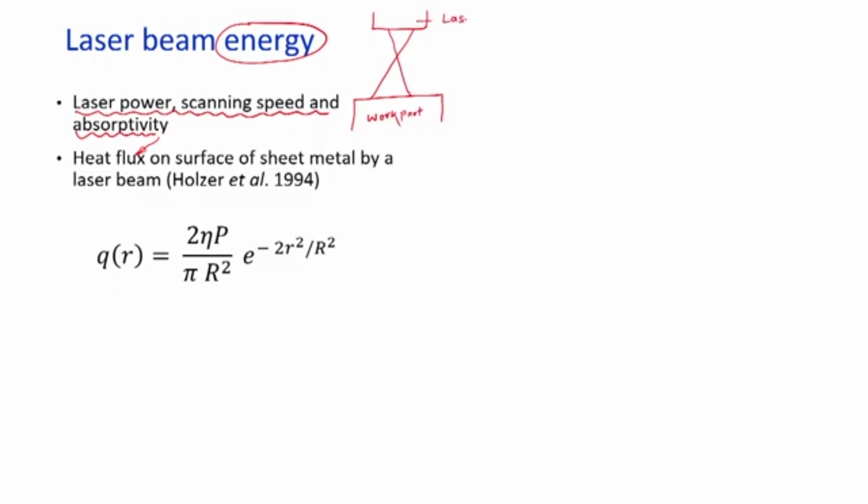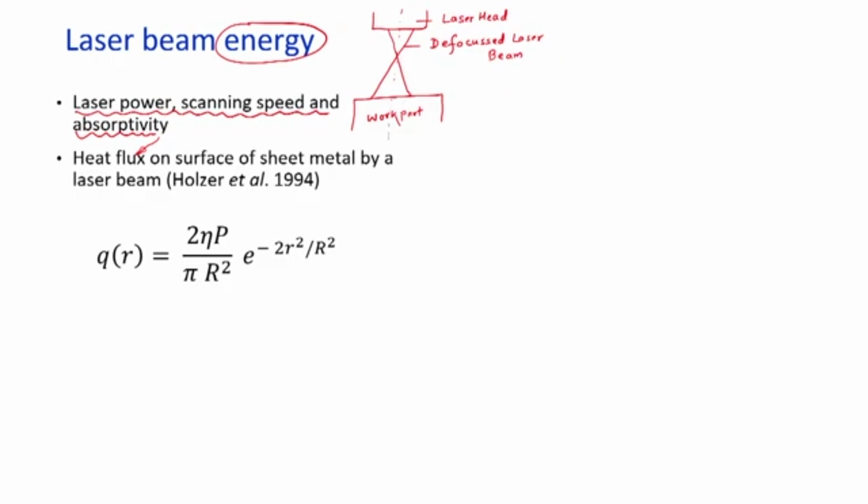This is the laser head and this is the defocused laser beam. The defocused laser beam has a certain diameter over the work part surface. So, the laser energy is being applied in the form of a cone shaped defocused beam here and it has a diameter over this surface.